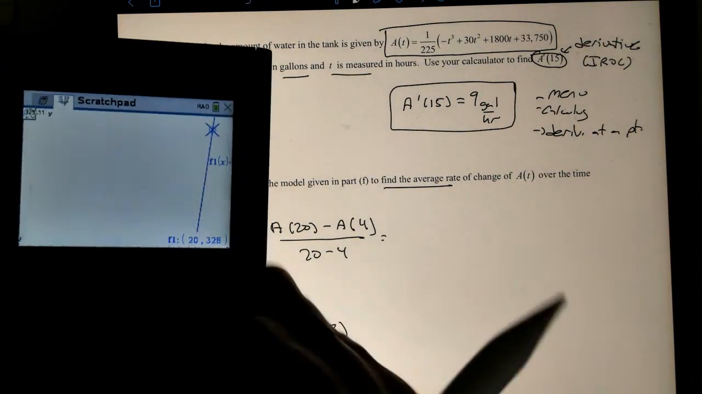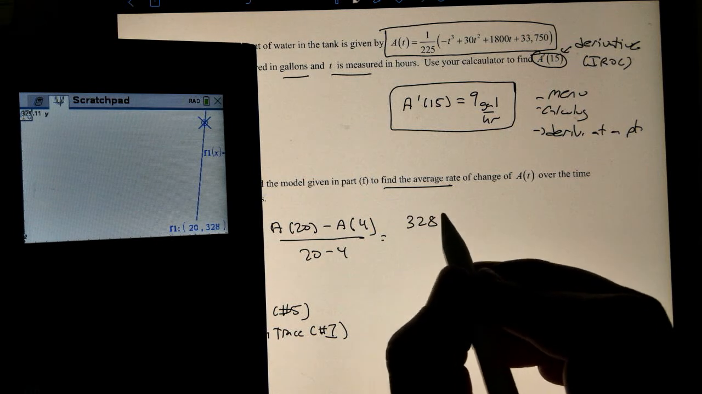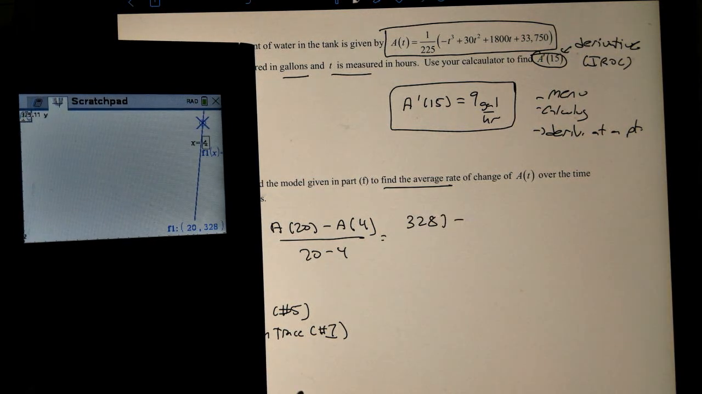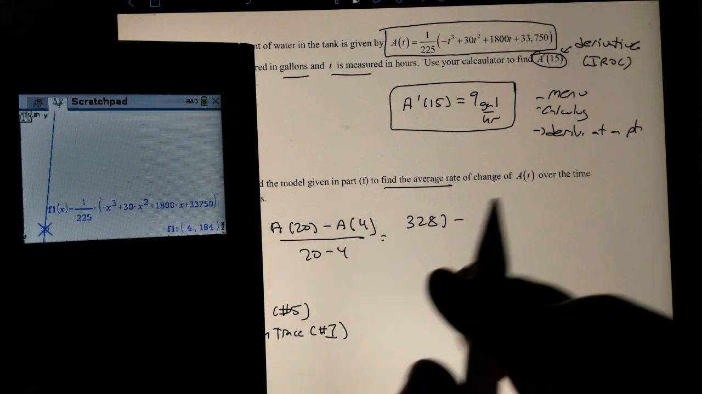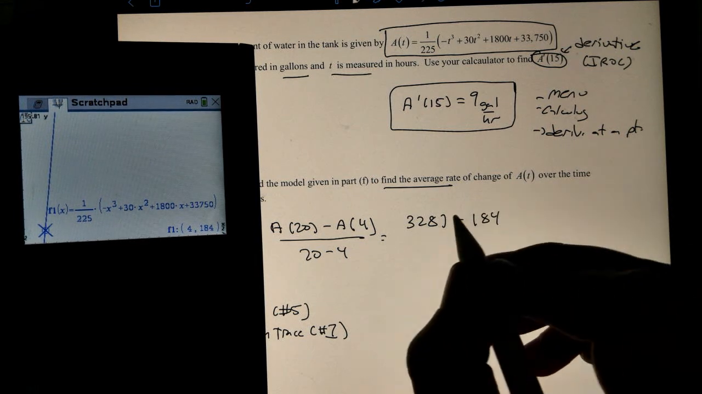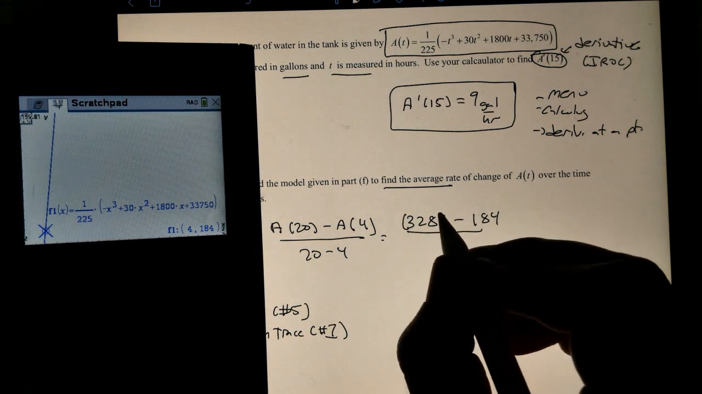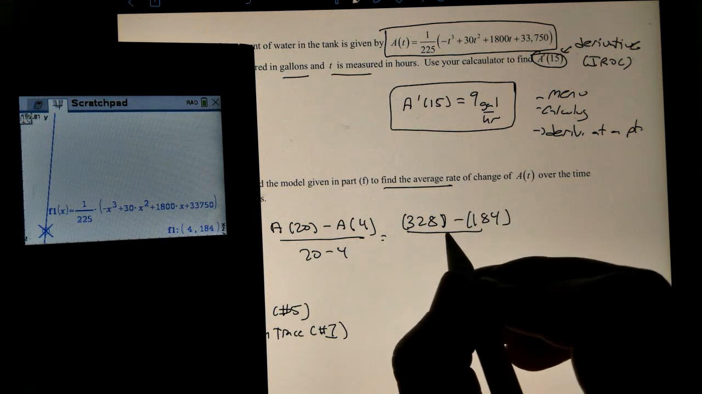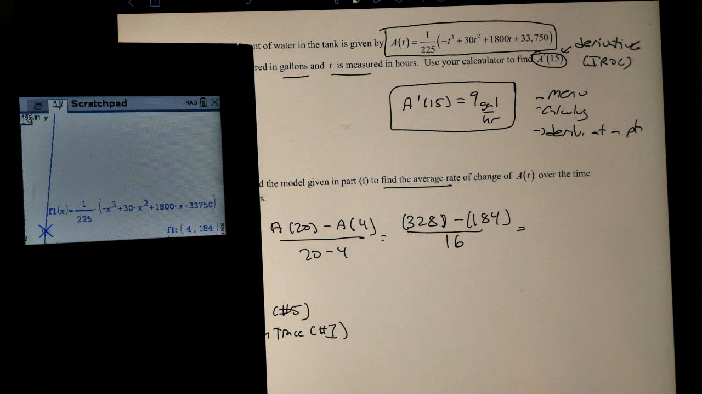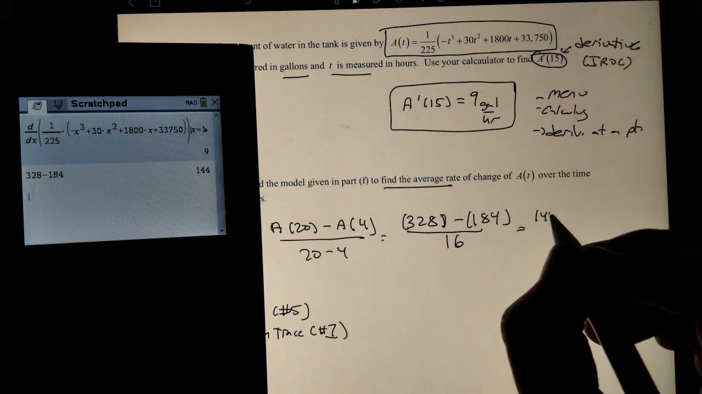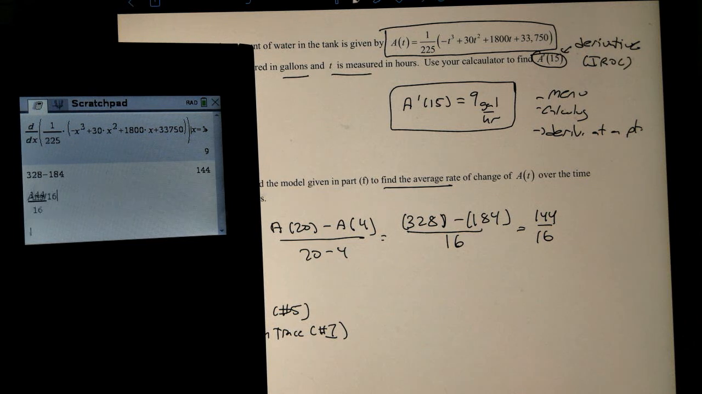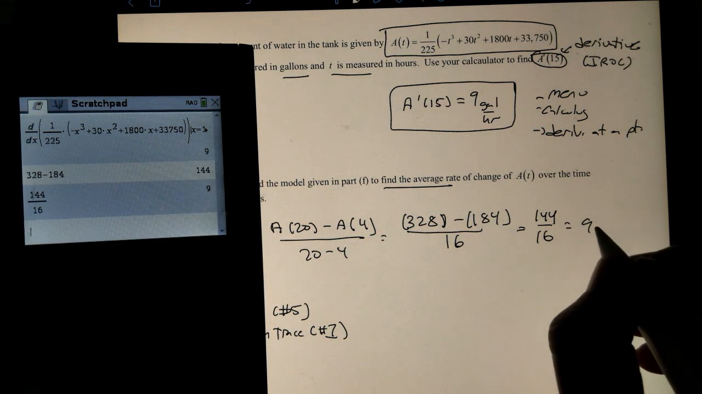So if I go over here real quick, I'm going to put that down. 328 minus, and I just press the number 4. I press enter, and it's going to give my value down there. That's at 184. I want that 184. That's my value. Oop, there should be a parenthesis there. Obviously, I like parentheses. And this becomes over 16. Simplify. Go to your home screen, homie. And we're going to get 328 minus 184. So I get 144 over 16. If I divide that by 16, we get, again, 9. Oh, that's interesting. And again, it's going to be gallons per hour.